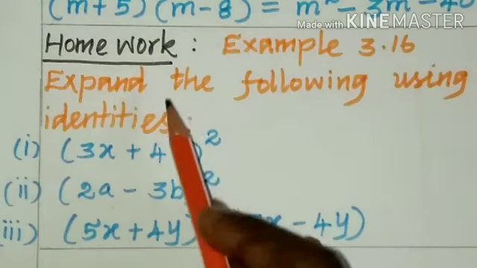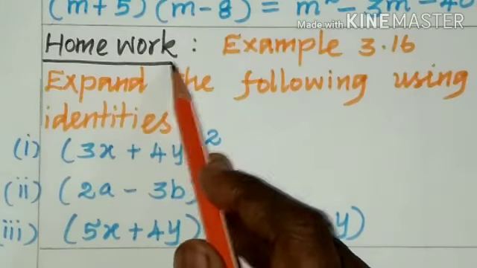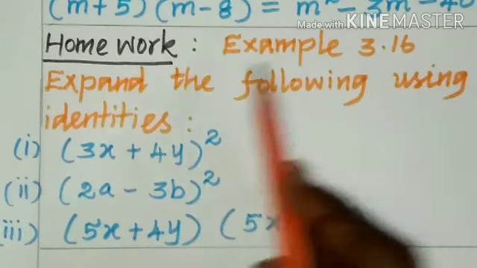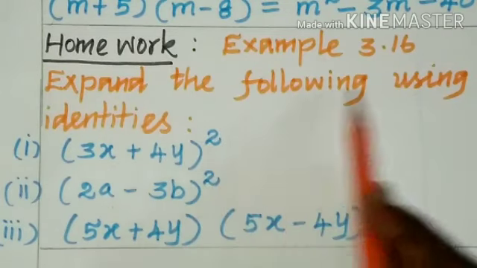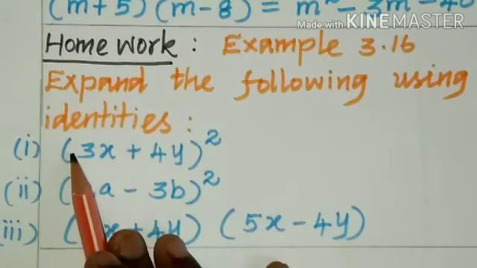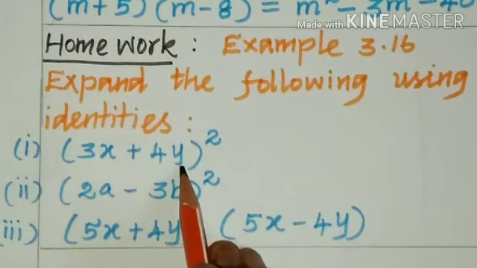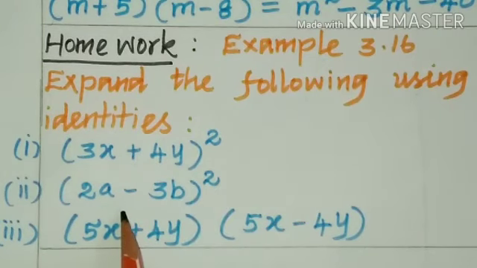Okay students, let's see today's homework. Example 3.16. Expand the following using identities. First one is 3x plus 4y the whole square. See the second sum, 2a minus 3b the whole square. The last one is 5x plus 4y into 5x minus 4y. Okay students, do the sums in your classwork note.